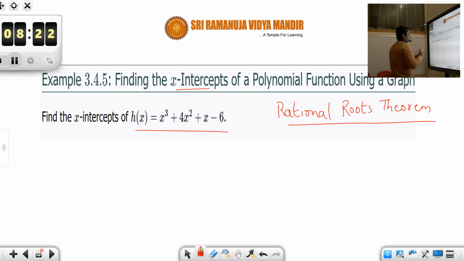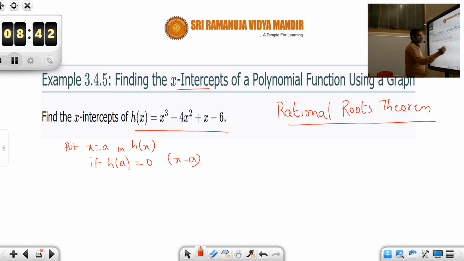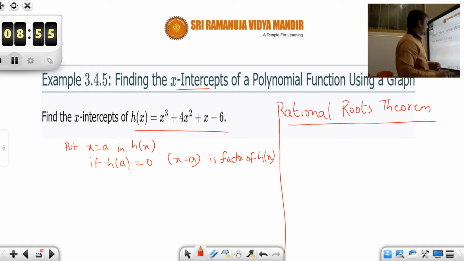See, first of all, suppose you substitute some value, say put x is equal to a in h of x. Then, if h of a is equal to 0, then can we say x minus a is a factor of h of x? So this is what our factor theorem tells us, right? Now, the rational roots theorem is the theorem which lets us guess the value of a, because we can't keep on substituting every value of a to check whether it is a factor or not.